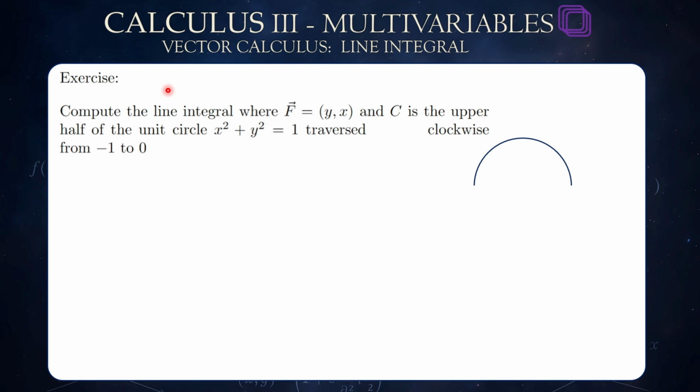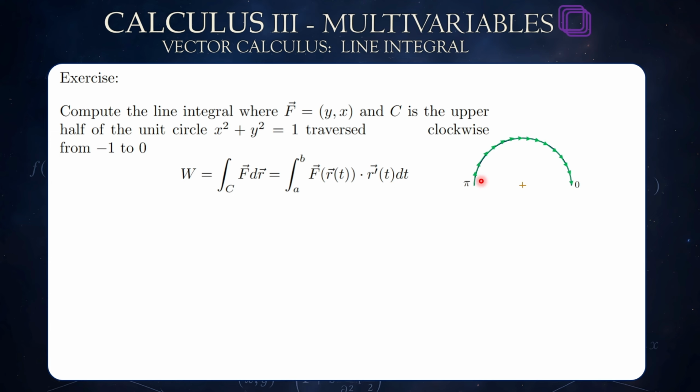Exercise. Compute the line integral where F, the vector field, is equal to (y, x), and C is the upper half of the unit circle x squared plus y squared equal 1. Traverse clockwise, which means from -1 to 0 or from pi to 0. Okay, at first we need to parametrize the curve and we need to find F in function of the curve itself. So W, the work, is equal to integral over C, the curve, F dr equal integral from A to B, which are the boundaries, F(r(t)) dot r'(t) dt. We will see what we mean by parametrization.